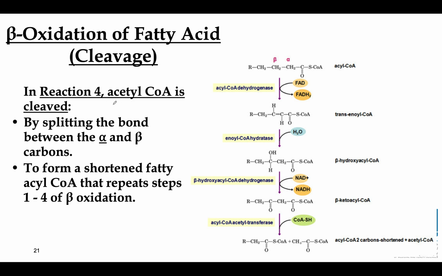Now in the fourth and ultimate step, what happens is that we split the bond between the alpha and the beta carbon, and we get an acetyl coenzyme A molecule, and we get a shortened fatty acid, and this shortened fatty acid goes into further beta oxidation cycles. And this process will be clear to you as I take an example and talk about beta oxidation of fatty acid.